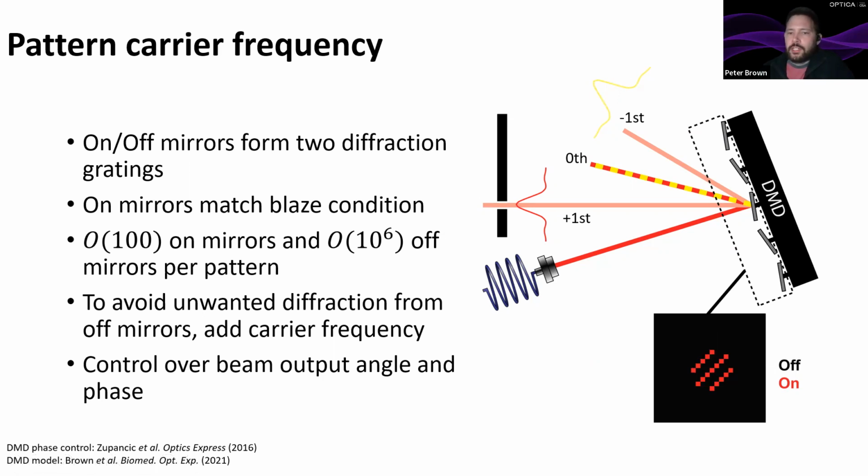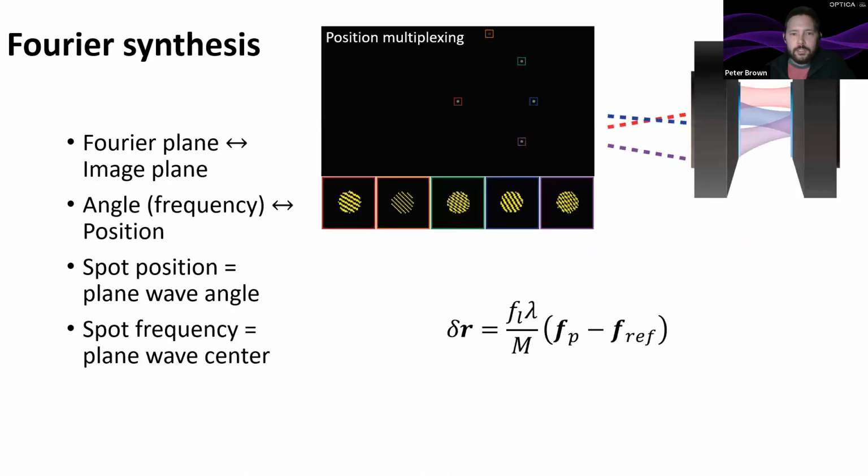And this carrier frequency generates 2 additional diffraction orders for only the on mirrors, and then we select one of these diffraction orders using an aperture in our system. Using these carrier frequency patterns has several other advantages as well. It allows us to control the phase of this beam, as well as to change the angle by modifying the carrier frequency. And that will be vital to our multiplexing strategy.